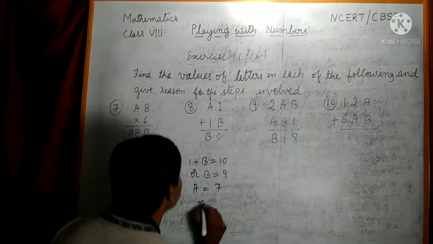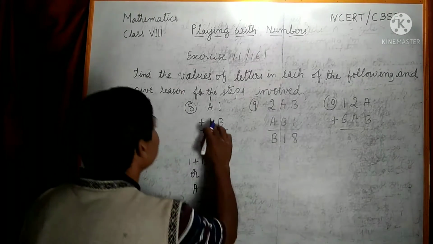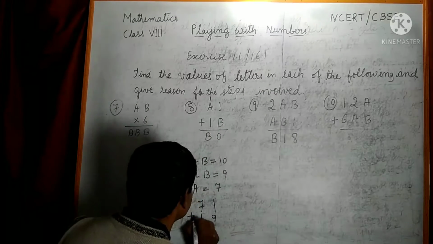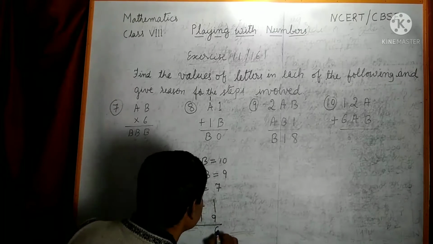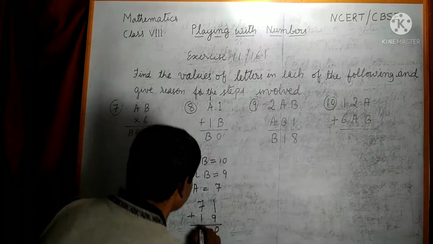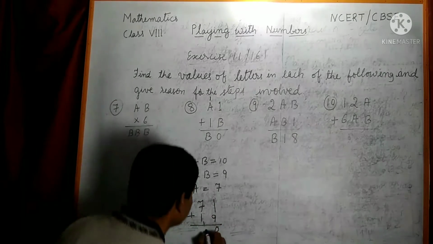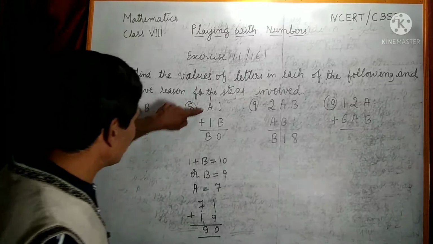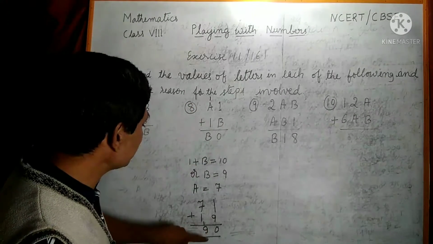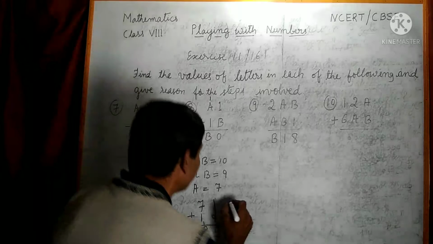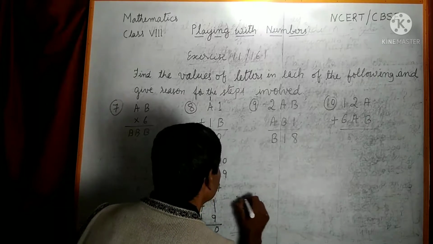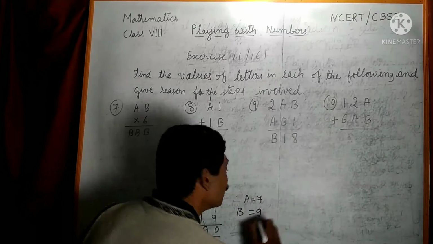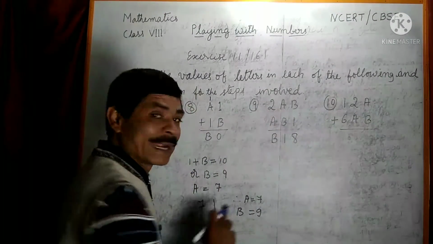So we can solve the puzzle like this: 7, 1, 1 and B is 9. So 0, carry 1 here, so that 90. So here A is equal to 7 and B is equal to 9. Therefore A is equal to 7 and B is equal to 9 are the values of A and B.